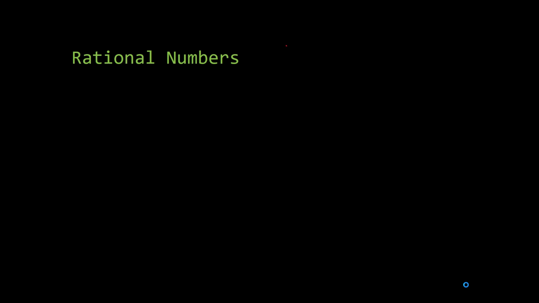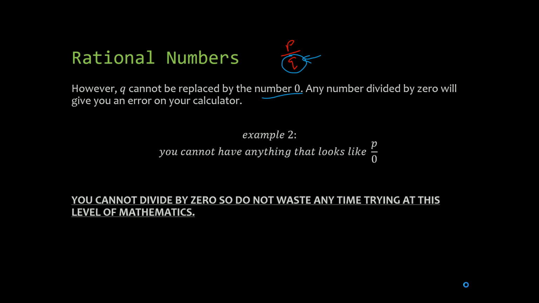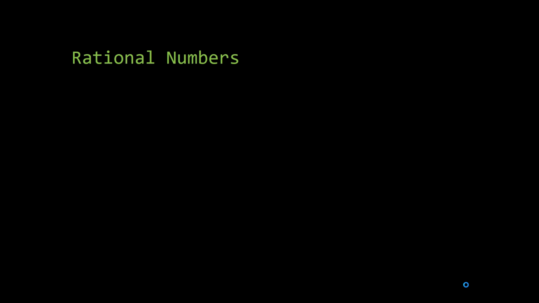Now in the previous slide, you can see that we wrote it as p divided by q. And we said that p and q are any integers. But there's one limitation on the q value, and that is we cannot have that q value being equal to the number 0. Any number divided by 0 will give you an error. So at this level of mathematics, I would advise you not to waste your time trying to divide by the number 0. In CAPE level, yes, you will have to consider dividing by 0, and you would see all of that later on. But at this point in time, think of it as being impossible to divide by 0.